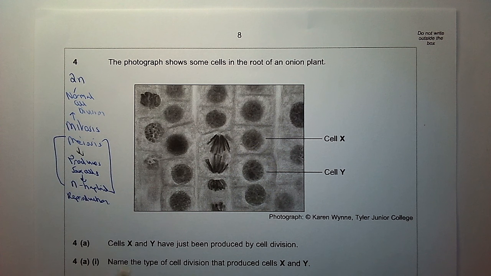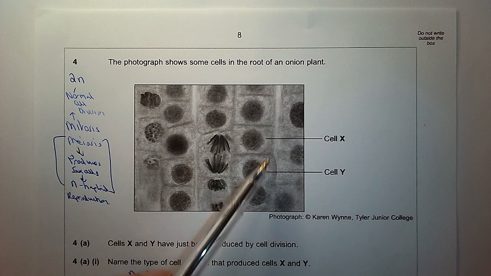So the question says X and Y being produced by cell division, and this is normal cell division. So we're after normal cell division, and normal cell division is mitosis, where you're making genetically identical cells, and these two cells will be genetically identical.